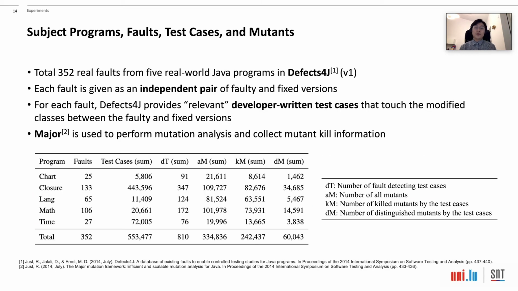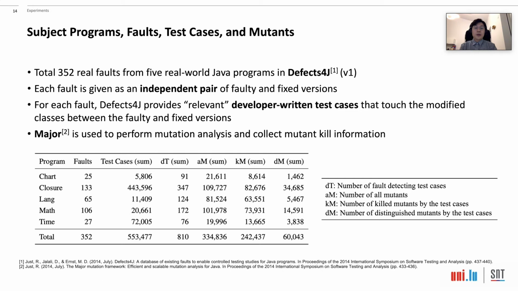To perform the empirical evaluation, we used a total of 352 real faults from 5 real-world Java programs provided by Defects4J at the time. Each fault is given by an independent pair of faulty and fixed versions. For each fault, Defects4J also provides relevant developer-written test cases that touch the modified classes between the faulty and fixed versions. We also used the Major mutation analysis tool to perform the mutation analysis and collect the mutant kill information.